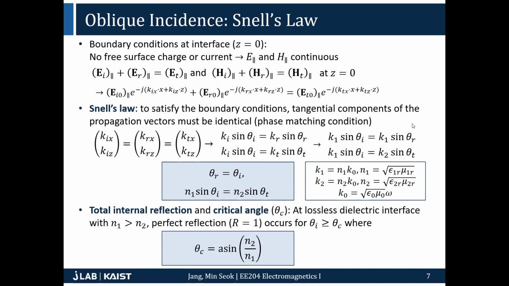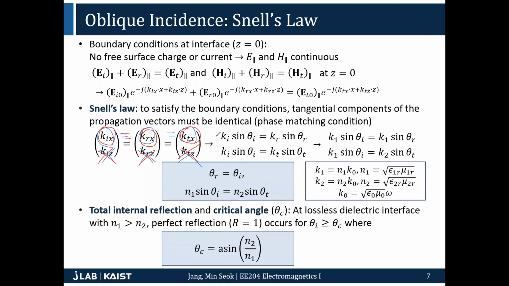And from that, what does it say? Okay, so I think I made a mistake in this slide. I'm sorry. What needs to be satisfied is that this is equal to this is equal to this. The z component doesn't necessarily need to be equal. Maybe I should mark it also. What's important is that the surface parallel component of the wave vector must be equal.